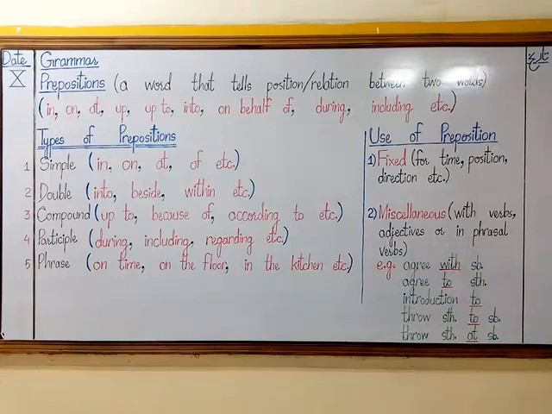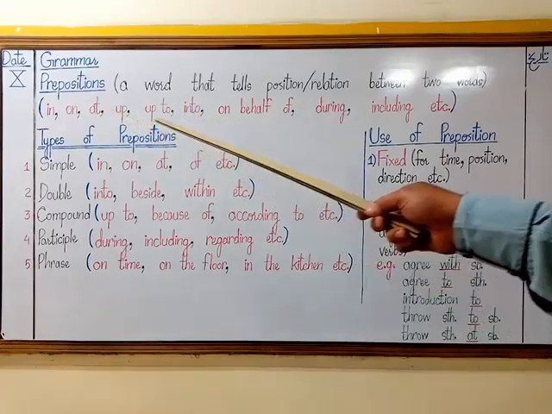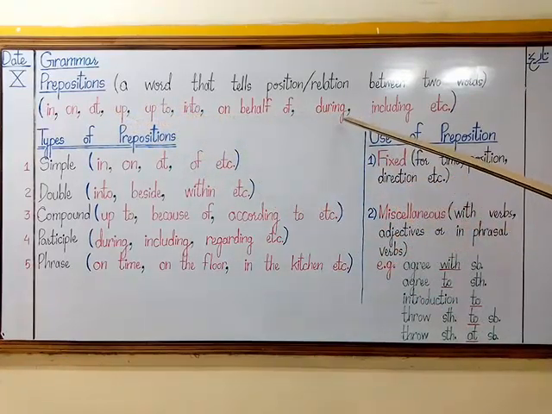So I will directly take you through examples without giving more definitions of anything, because we have had enough of the definitions, enough of the understanding of these prepositions. Today in this video lecture we went through the definition of preposition, a word that tells position or relation between two words, mainly between noun or pronoun with verb or adjectives. Okay, and the common examples I've written on the board in red are: in, on, at, up to, into, on behalf of, during, including, etc.